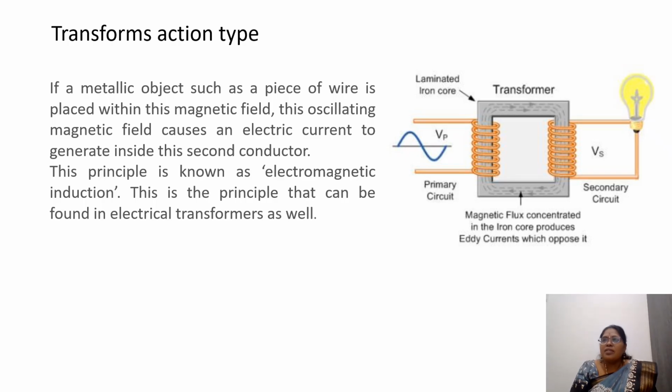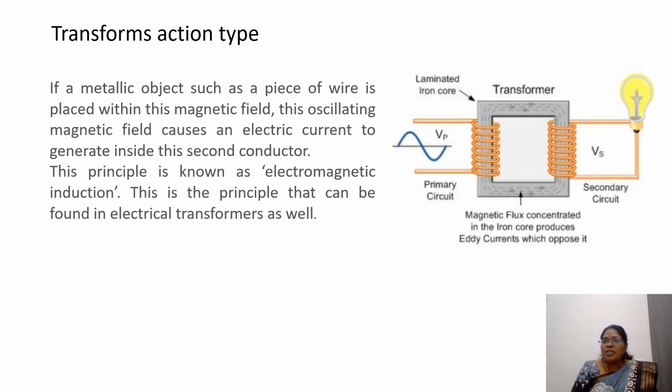So next comes the transformer action type. Here you have two coils. One is the primary circuit, and this is the secondary circuit. If a metallic object such as a piece of wire is placed within the magnetic field, this is the magnetic field, if it is placed inside this, what will happen? This produces some electric current in the secondary conductor.